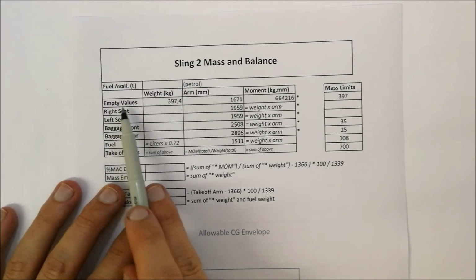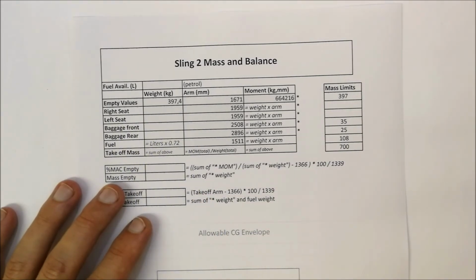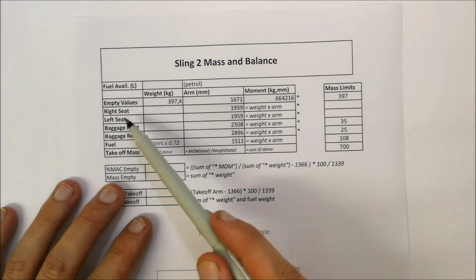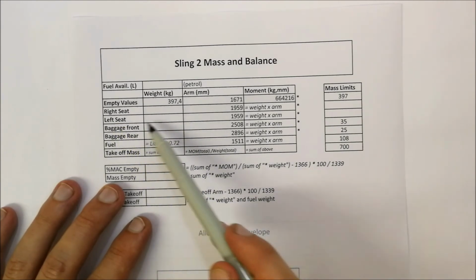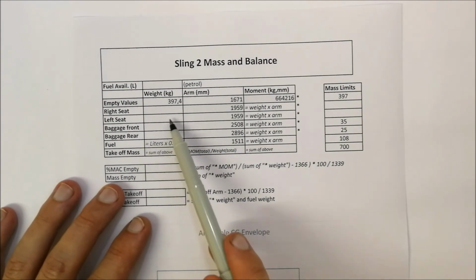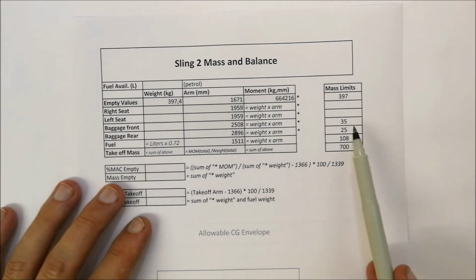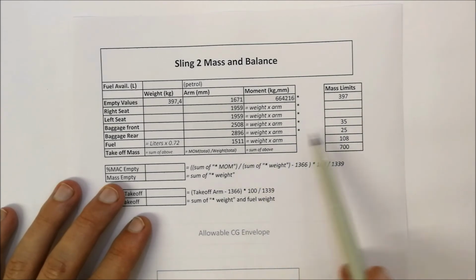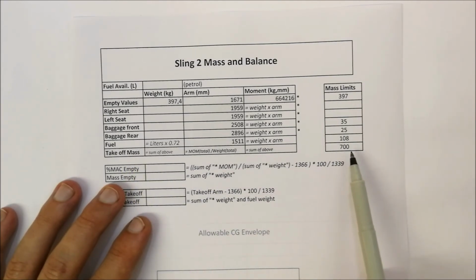Okay, so the aircraft has a known empty weight of 397.4 kilograms, and then you've got the option to be able to say what the right seat person's weight is, the left seat person's weight is, the baggage in the front and the baggage in the rear. So these weights can then be placed in over there. It's important to also keep in mind that there are mass limits. So for example, the front baggage can't be more than 35 kgs and the rear baggage can't be more than 25 kgs. At the same time, the fuel cannot be more than 8 kgs.